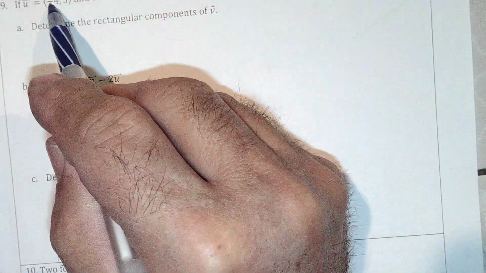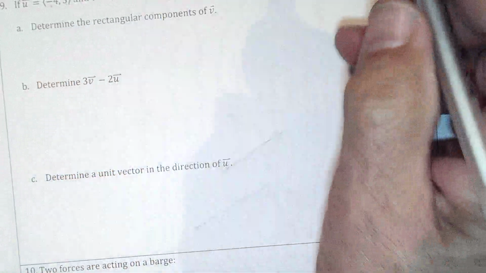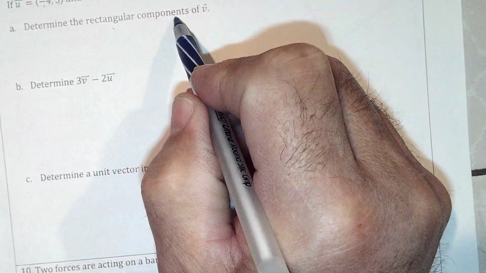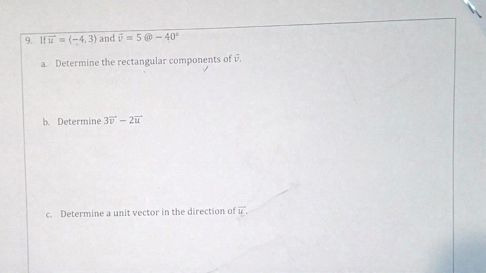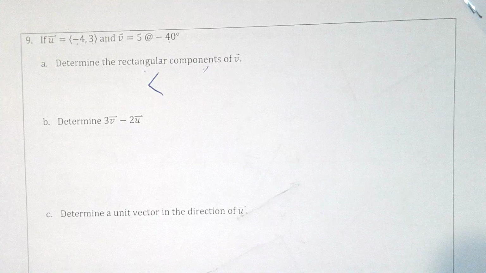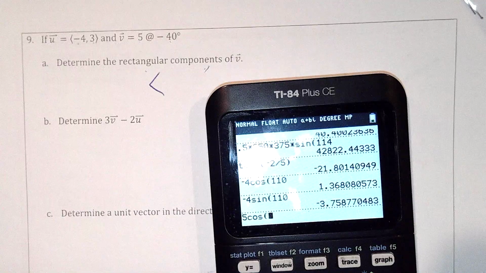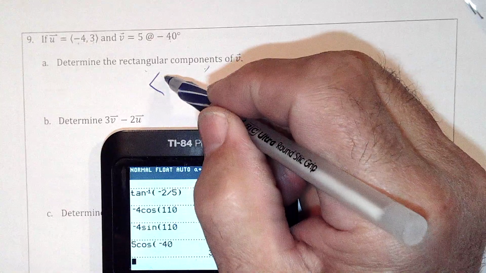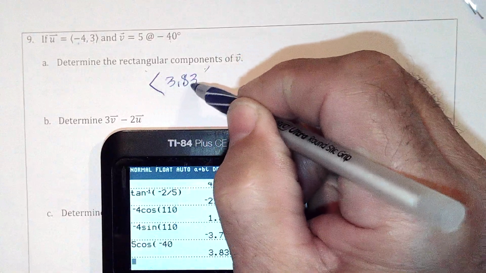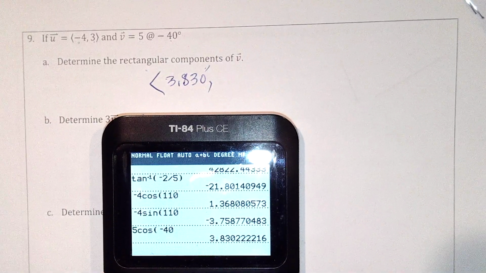So u is in rectangular coordinate components, -4, 3, and v is 5 at -40. Find the rectangular components for that. For that, it's just 5 cosine, 5 cosine negative 40. 3.830. And for the y, I just have to change.